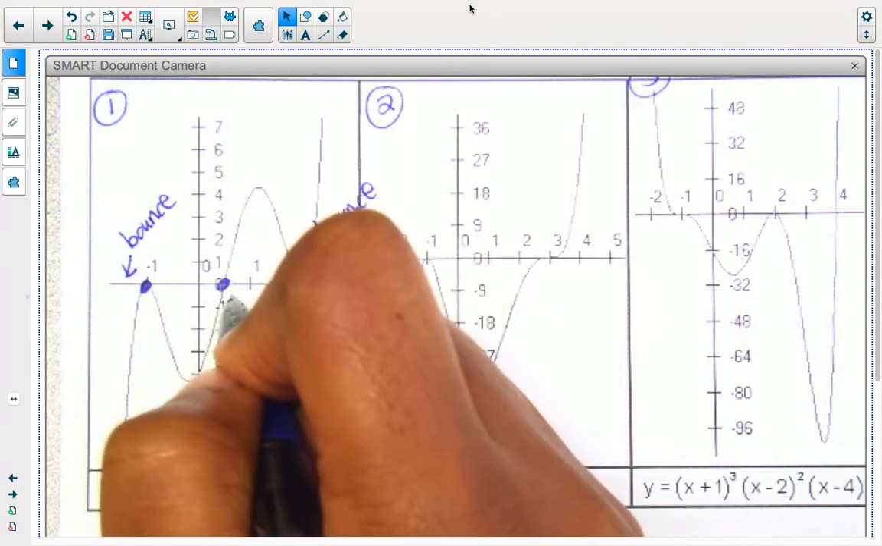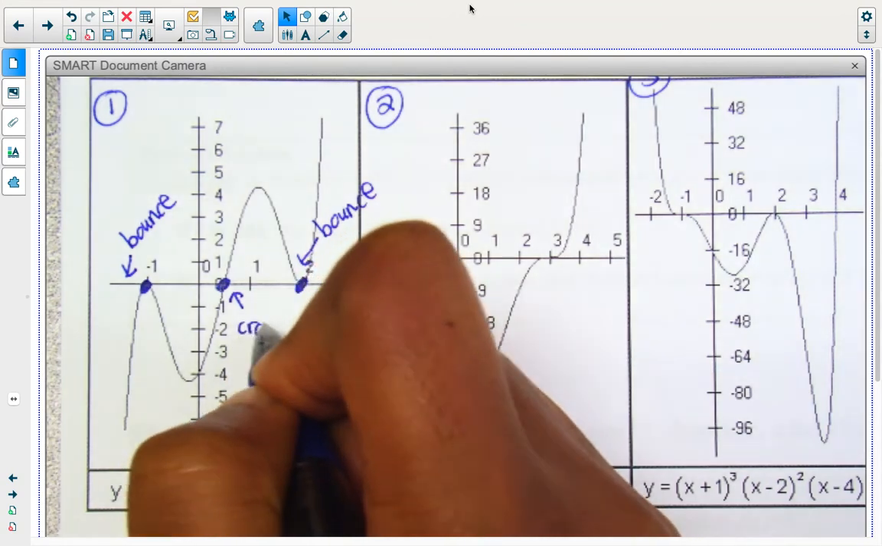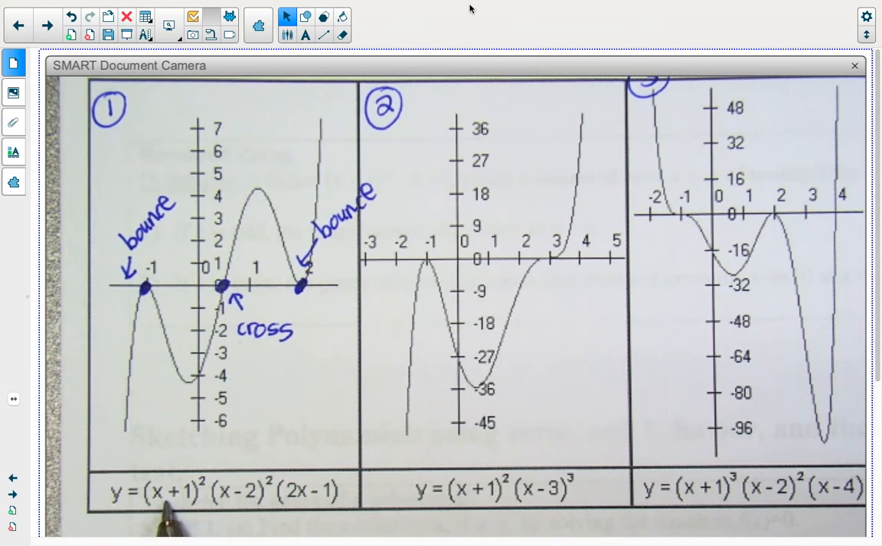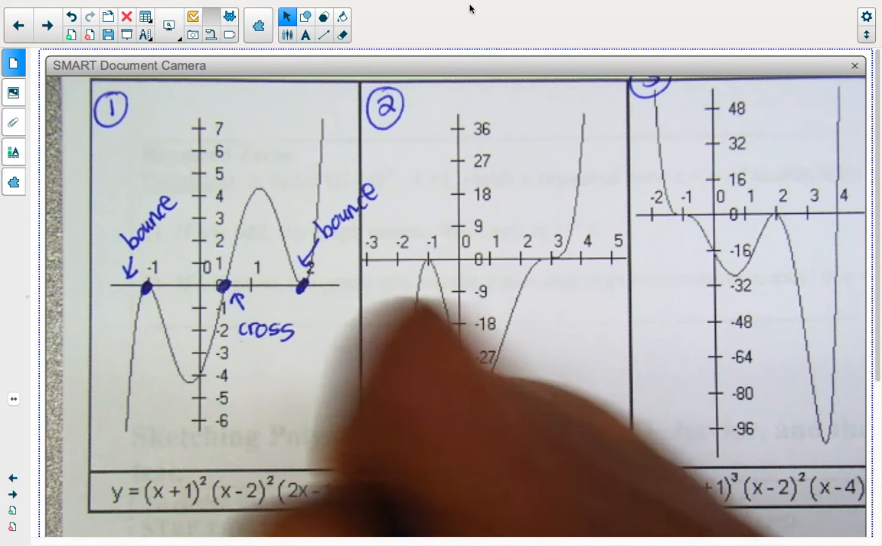And we will label this one as crossing or passing through. So if you said it crossed through the x-axis or passed through the x-axis, that's the same thing. These bounce. And another word you might also hear is touch. So they only touch the x-axis. As far as multiplicity goes, x plus 1 has a multiplicity of 2. X minus 2 has a multiplicity of 2. And 2x minus 1 has a multiplicity of 1.